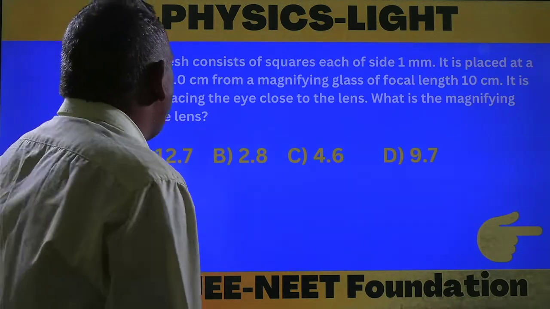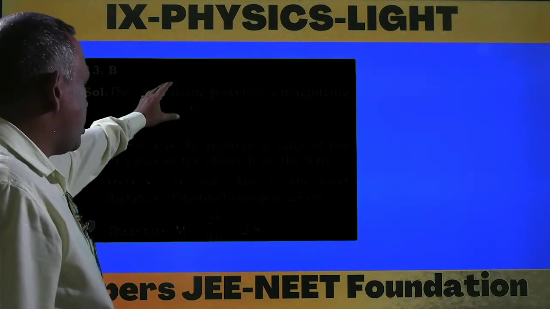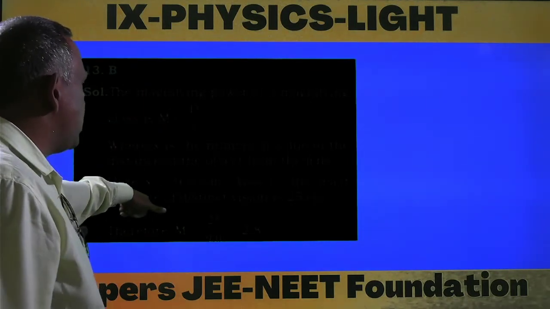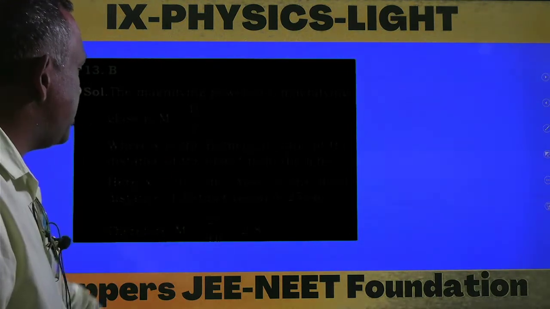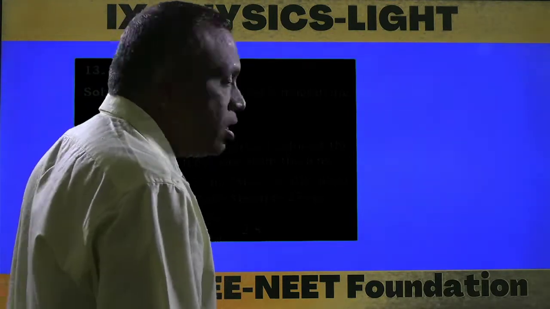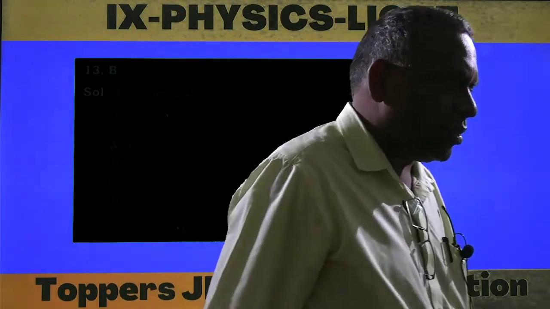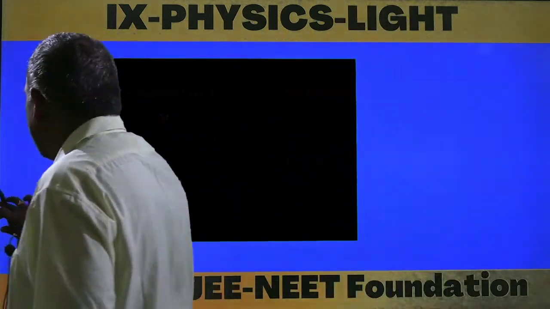So magnifying power is nothing but least distance of vision by x. The x value is 9 centimeters. The least distance of vision is 25 centimeters. So 25 upon 9, that is the magnification.